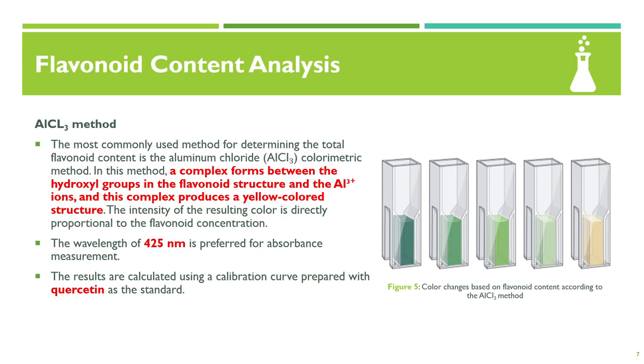Total flavonoid content was analyzed using the aluminum chloride colorimetric method. This technique relies on the formation of a yellow-colored complex between the hydroxyl groups of flavonoids and aluminum ions. Absorbance was recorded at 425 nanometers, with quercetin used as the standard.